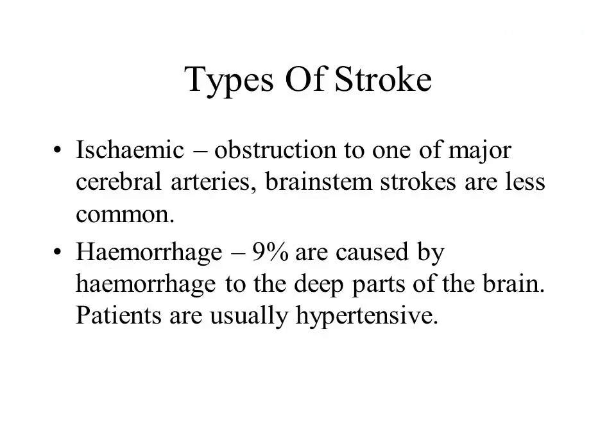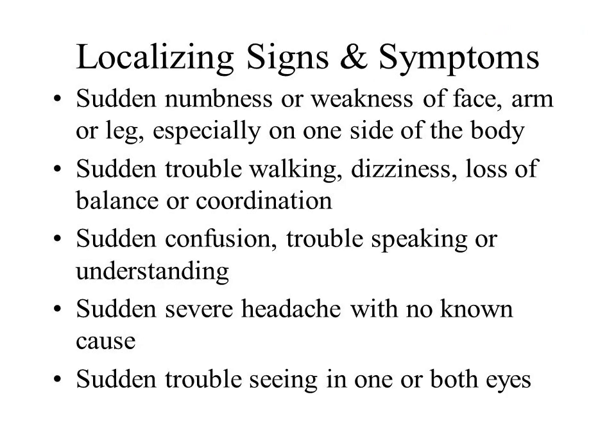Types of stroke. Ischemic: obstruction to one of the major cerebral arteries. Brainstem strokes are less common. Hemorrhage: 9% are caused by hemorrhage to the deep parts of the brain. Patients are usually hypertensive.